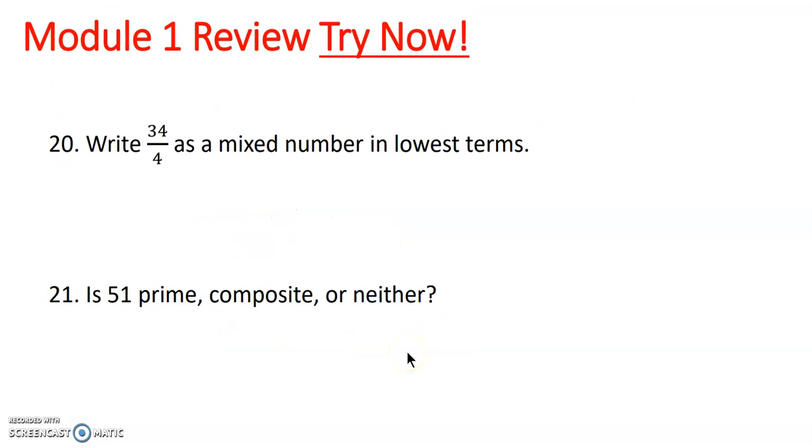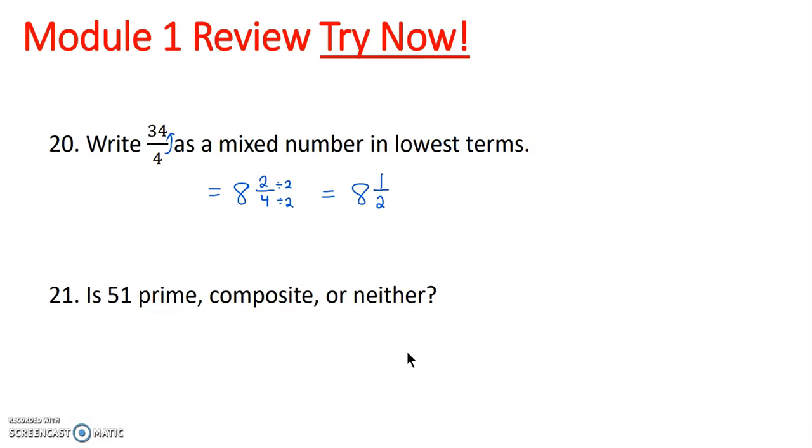Our last two questions for review are short. Number 20, write 34/4 as a mixed number in lowest terms. And number 21 is 51 prime, composite, or neither. Number 20, we're writing as a mixed number. We've been doing this a lot this unit, dividing up. How many times does 4 go into 34? It goes 8 times. 8 times 4 is 32, so that means that there's 2 remaining out of the 4. And because 2/4 is not in lowest terms, we're going to reduce that fraction, giving us a final answer of 8 1/2.